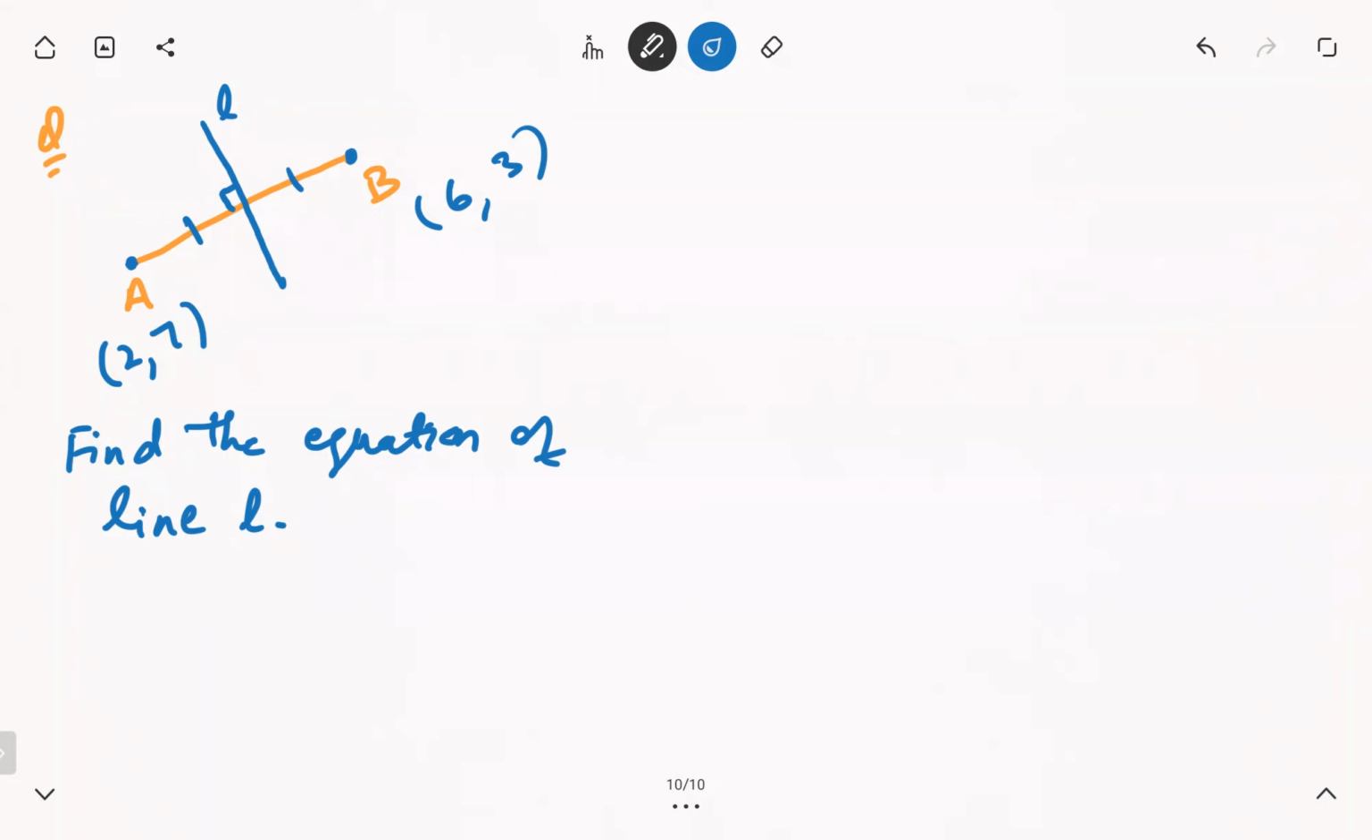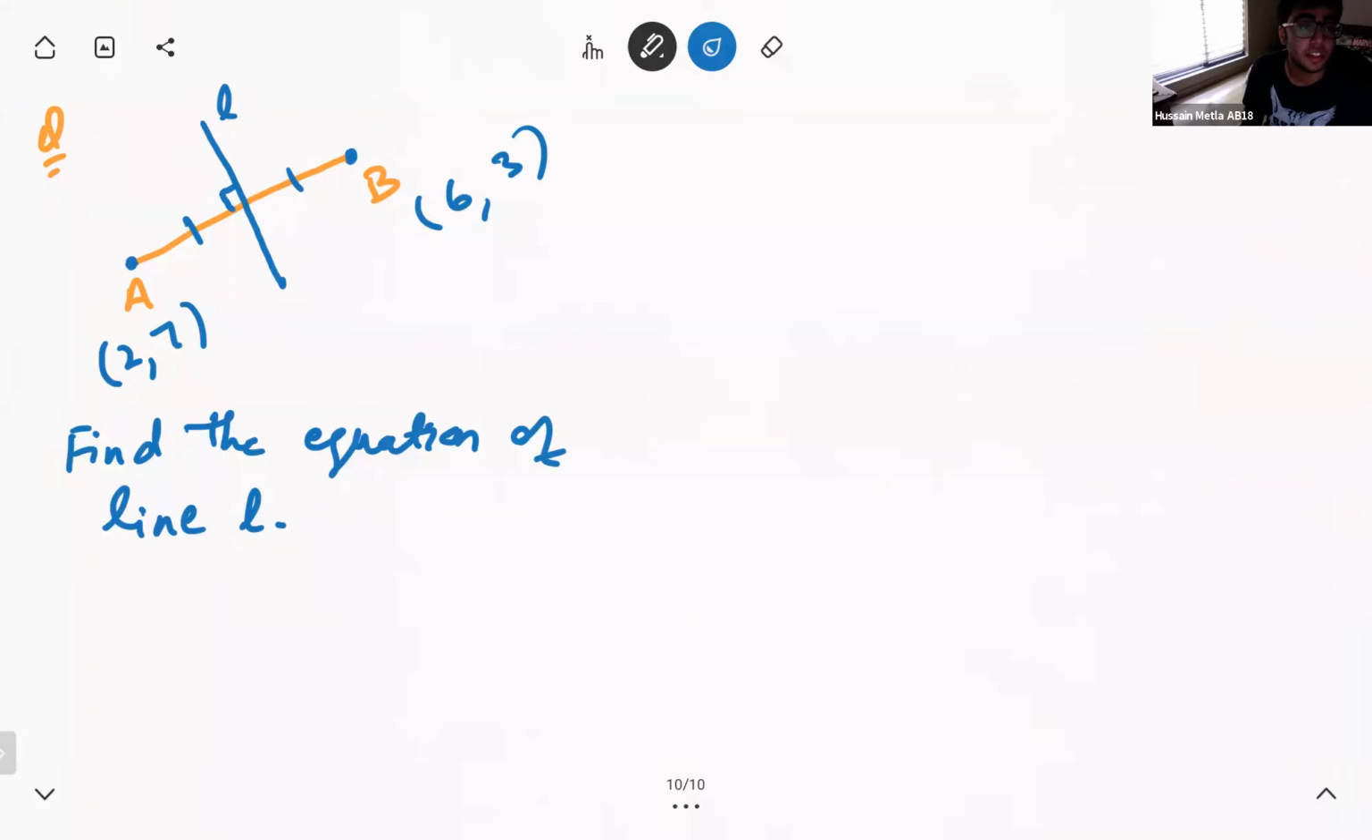Who wants to tell the methodology which will be used here in this particular question? Hussein, what method did you use to find the equation of line L?